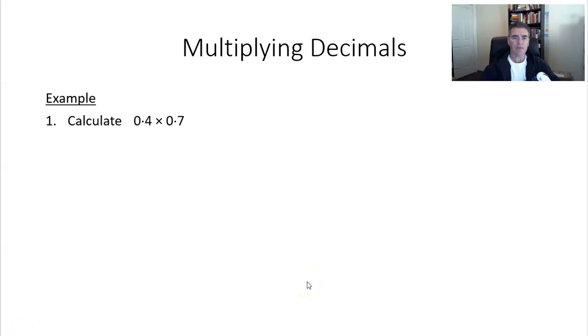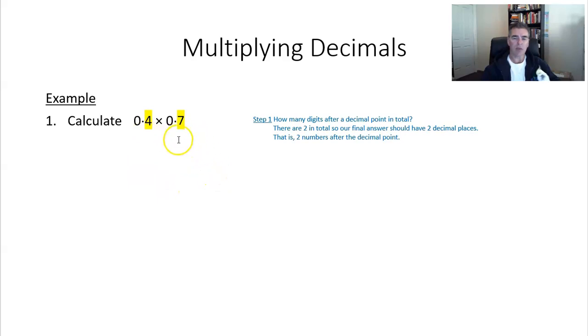So our first example, 0.4 times 0.7. If we have a look, we want to follow our step one, find out how many digits there are after the decimal point in total. So we have 1 after a decimal point there, and 1 after a decimal point there. So there are 2 digits after a decimal point in total. And so what that tells us is that our answer should have 2 decimal places. So 2 numbers after the decimal point in our answer.